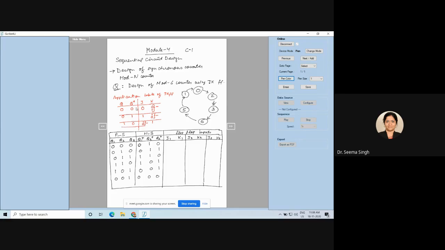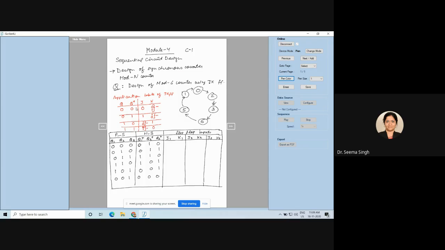And what is the last one? Last one is 1 to 1. So what will be the possibility? K is 0. If K is 0, either I can have a memory state or a set state. I can have 0 and 0, that will be memory state, and if I have 1 and 0, it will be set state. So this will be don't care.